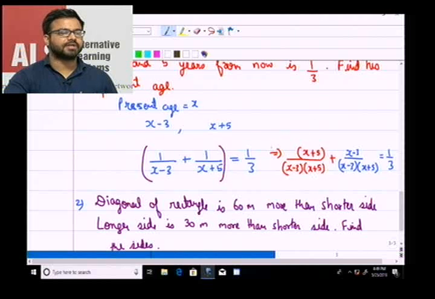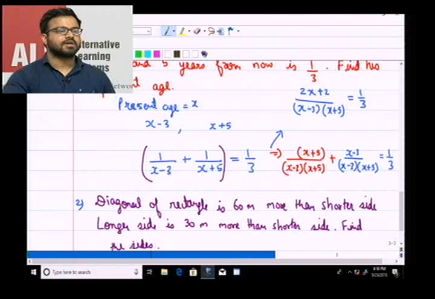If you simply add the numerator, this will become x plus 5 plus x minus 3. So x plus x will become 2x, and plus 5 minus 3 will become plus 2, over x minus 3 into x plus 5, and that is equal to 1 by 3. Now you can do the cross multiplication.